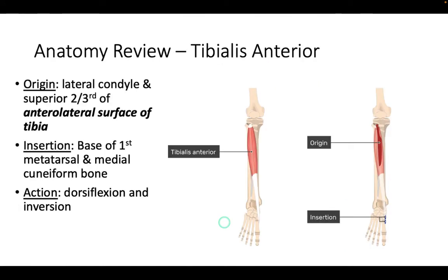Those were all posterior muscles, but we should touch on the anterior muscle, the main one being tibialis anterior. Its origin is on the lateral condyle, but more importantly, the superior two thirds of the anterior lateral surface of the tibia, which you can see here.